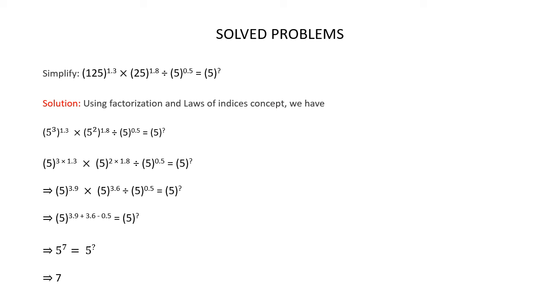Now again, according to the laws of indices, you'll get 5 raised to the power of 3.9 plus 3.6 minus 0.5 is equal to 5 raised to the power of question mark. So 3.9 plus 3.6 minus 0.5 is 7. So now you have 5 raised to the power 7 is equal to 5 raised to the power question mark. Since the bases are the same, you can equate the powers. So the value of the question mark is 7.